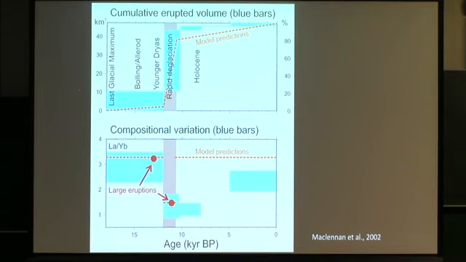What this plot here shows is, so here we are in the last glacial maximum, here we are at the present day. This grey bar shows the time of rapid deglaciation of the island.